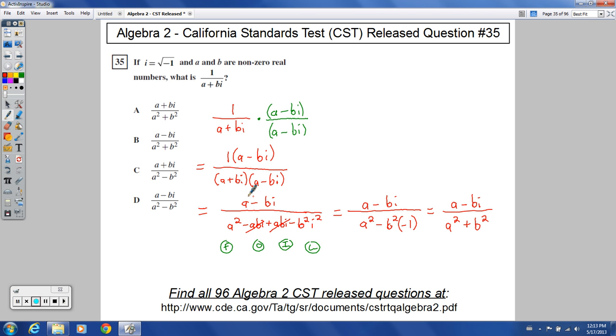And it looks like that matches up with one of our choices right here. Looks like that matches up with choice B. Number 35, the correct answer is choice B.